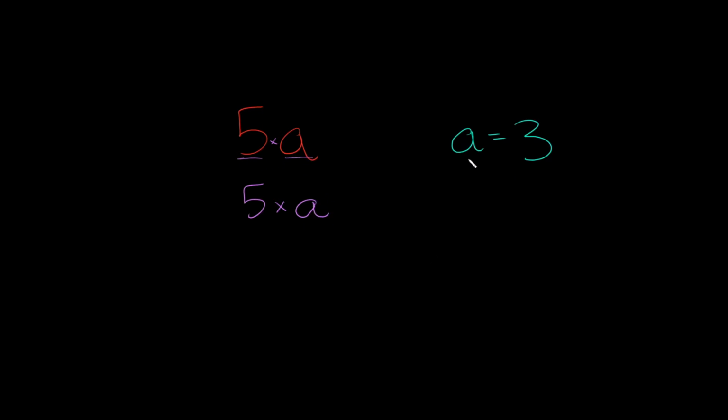Okay, so now we're being told that a is equal to 3, right? So we're going to plug in a 3 for a right here. So instead of having 5 times a, I'm going to have 5 times 3. Okay, and we can simplify this, right? What's 5 times 3? That's just 15. So 15 is your answer. Okay, let's try another one. And let's try this problem one more time.